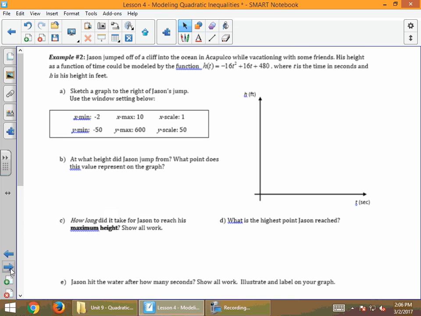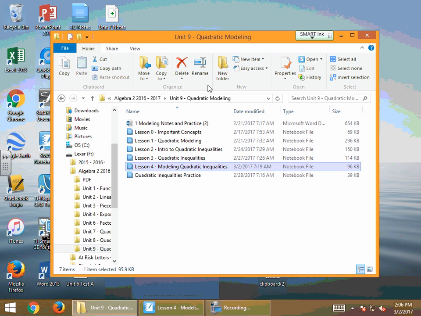So, example 2: Jason jumped off a cliff into the ocean in Acapulco while vacationing with some friends. His height as a function of time can be modeled by that function given, where t is the time in seconds and h is the height in feet. Well, we're going to sketch a graph of Jason's jump. Use window settings. So this is where you're going to need your calculator. Go ahead and get your calculator out.